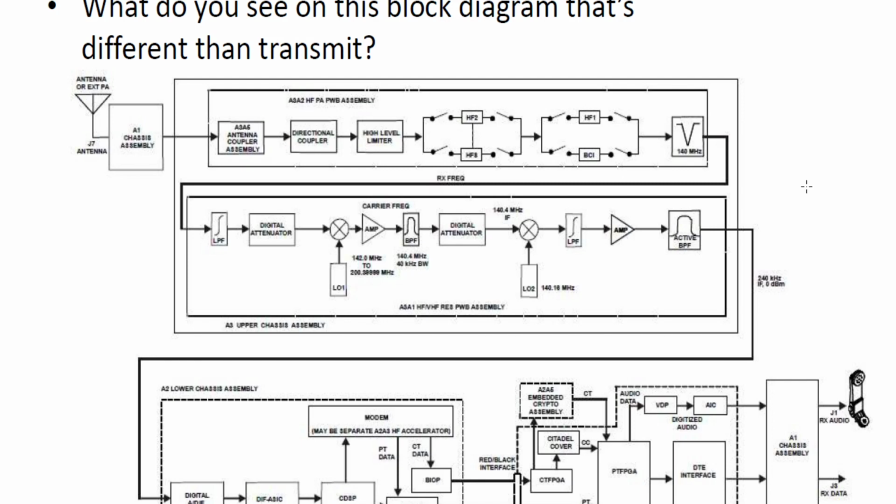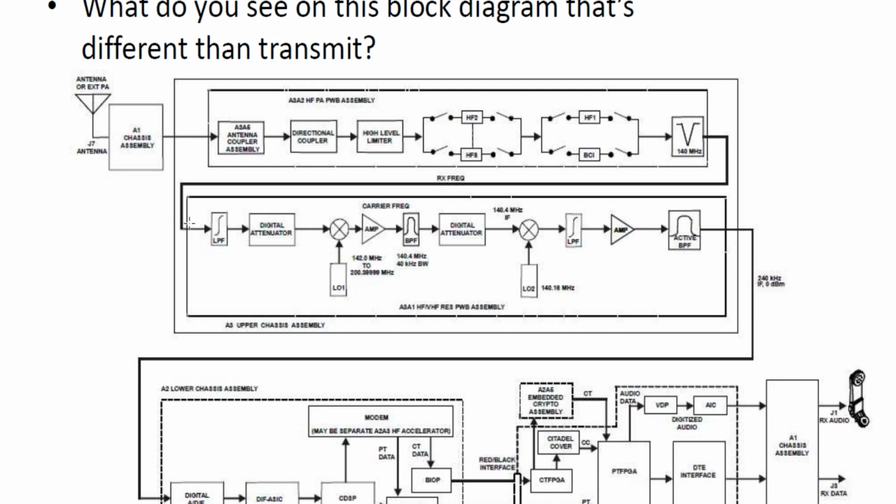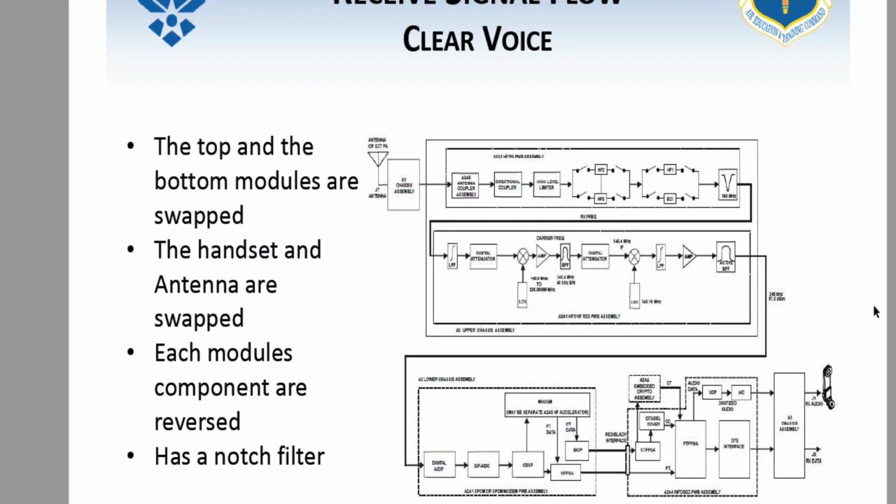Okay. We had a low pass filter on the previous diagram as well, though. I think you mean this, the active band pass filter. Is that what you're talking about? Oh, it goes straight into the attenuator before going into a digital attenuator. Yeah, okay. All right, you're not wrong. All right, cool. That's the big major differences right there. And it literally says right here, here's our other stuff. So the top and bottom modules are swapped. You nailed that. The handset and the antenna are swapped. You got that. Each module's components are reversed, and it has a notch filter, which I explained to you.